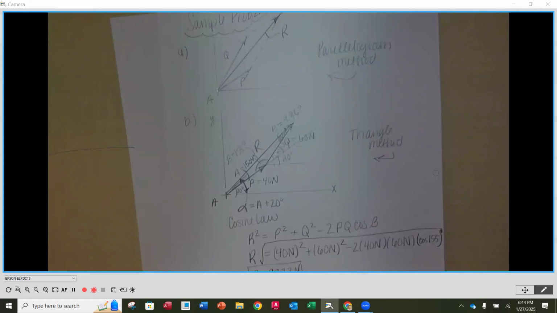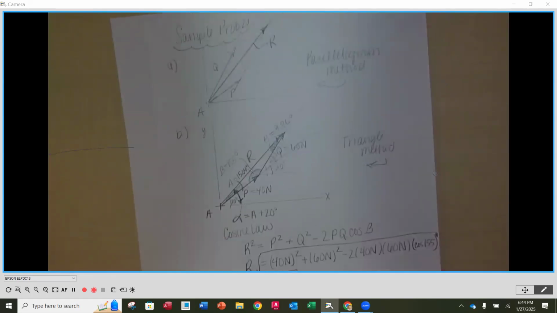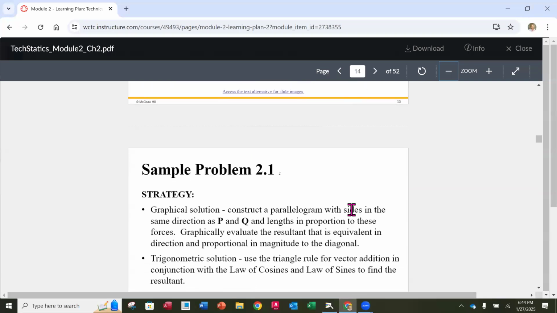All right. Any questions on sample 2.1? That's our first practice problem. All right, very good. Where are we at? We're doing good. Let's go back to our PowerPoint presentation and continue where we were.